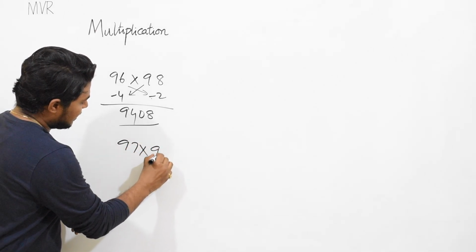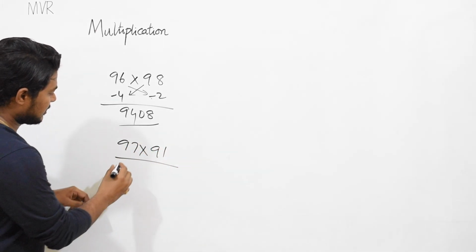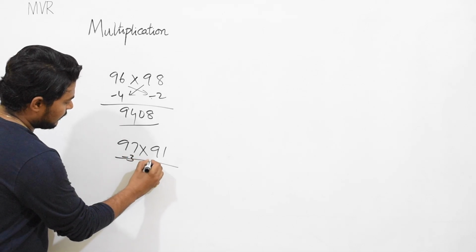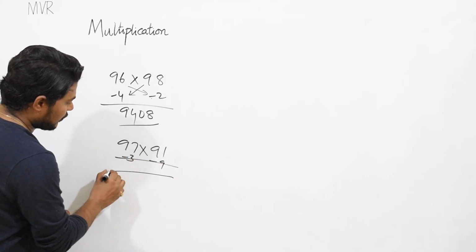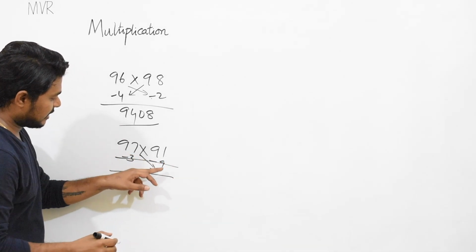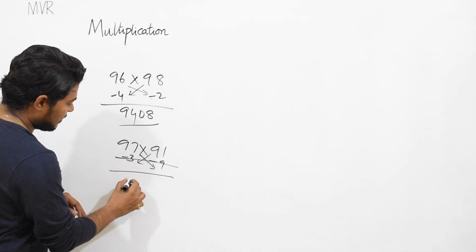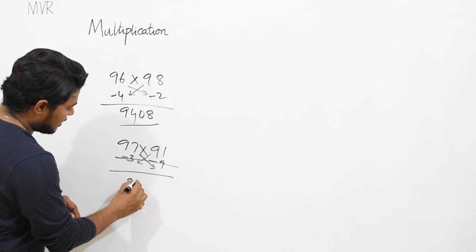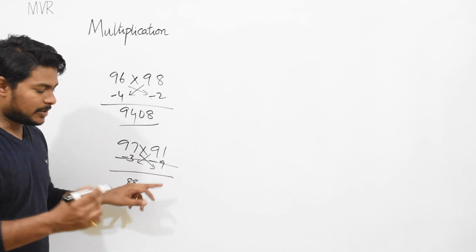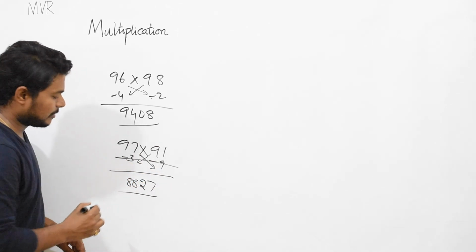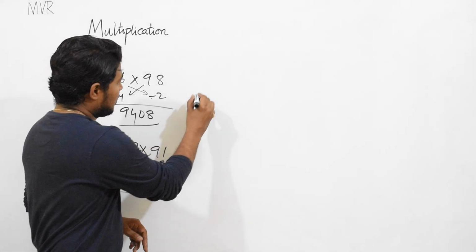97 into 91. Here this is minus 3, and this is minus 9. You can do 97 minus 9 or 91 minus 3, both are the same. So 91 minus 3 will be 88. Here 3 into 9 will be 27. So this will be the value. We will take another number.